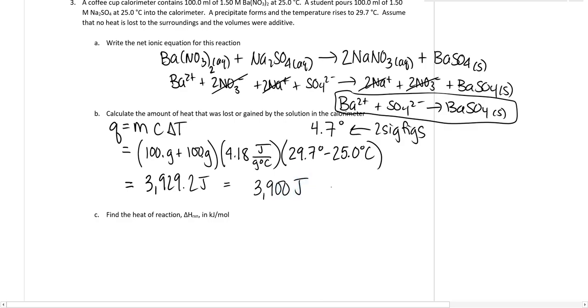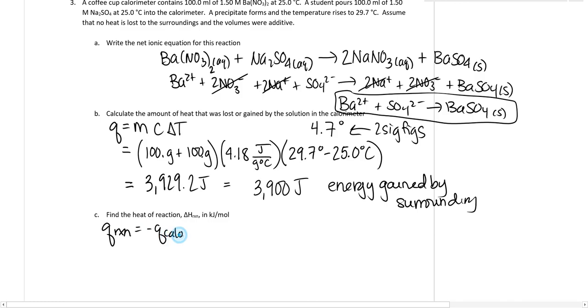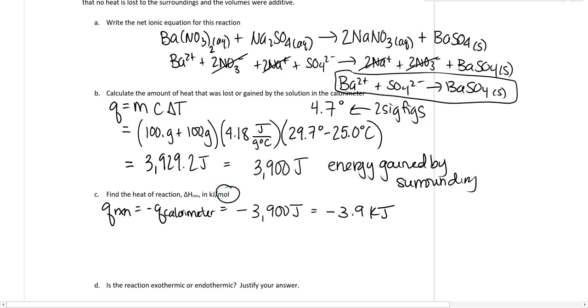And remember, we are measuring the surroundings, so this is the amount of energy gained by the surroundings. So if I'm trying to figure out what happened in the reaction, it is the opposite. So if the surroundings gained 3,900 joules of energy, that is because the reaction released that much energy. And then I'm going to convert that into kilojoules here. And then I want to make this a ratio, kilojoules per mole. So remember, with moles, we want to use the limiting reactant. That's a good rule of thumb here.